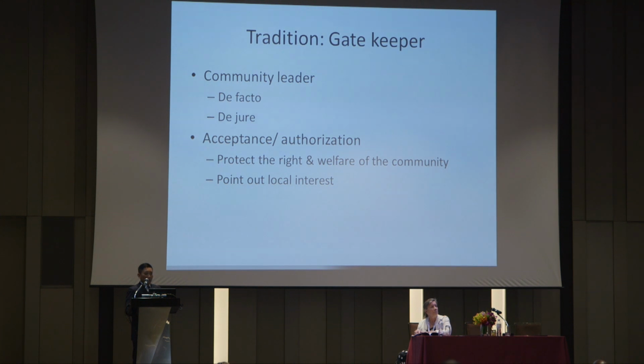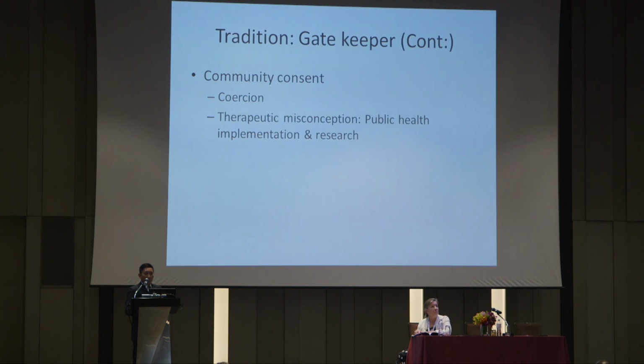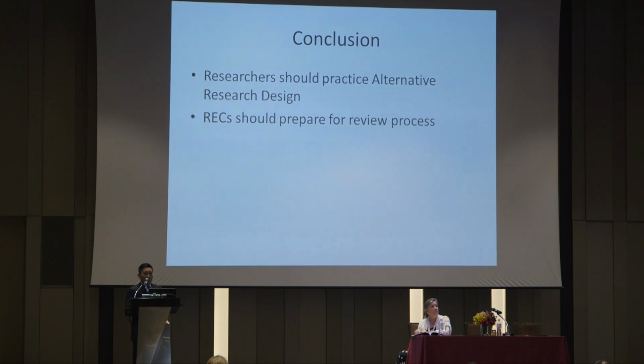These are community leaders, maybe the de facto leader or the de jure leader of the community. They are important for acceptance because they can protect the rights and welfare of the community, and they can point out the local interests of that area or our country. But we have to be aware that if these community leaders give consent, it is like community consent. Sometimes that consent can act as coercion on the consent of other people, and sometimes people can be confused, like a therapeutic misconception, because implementation is also done through the leader.